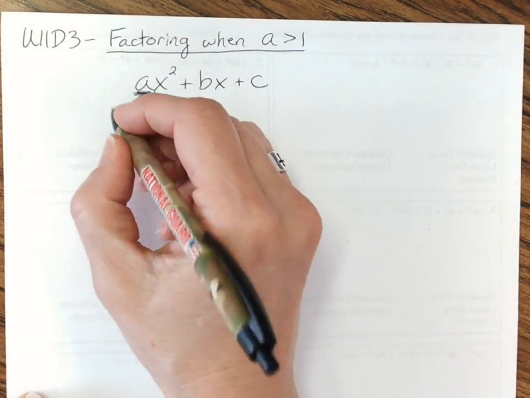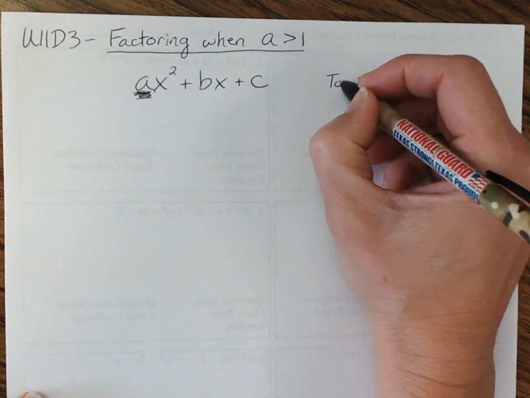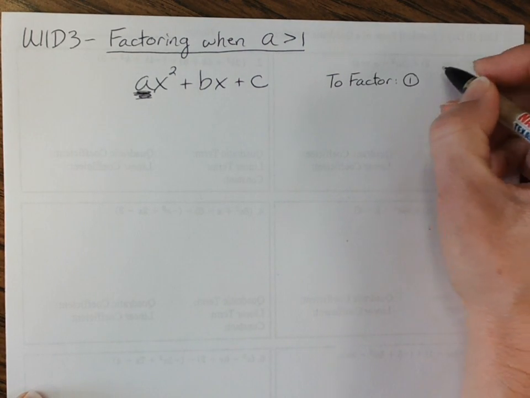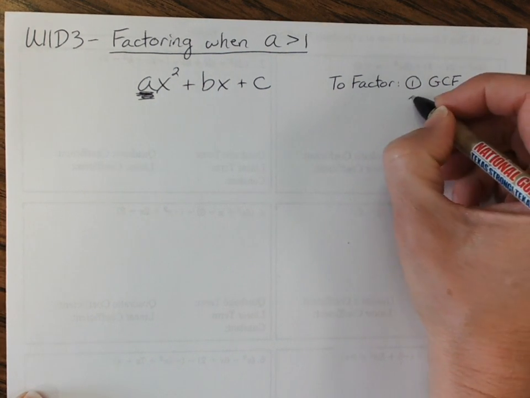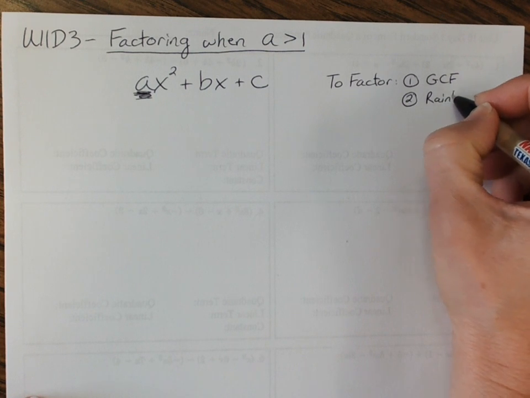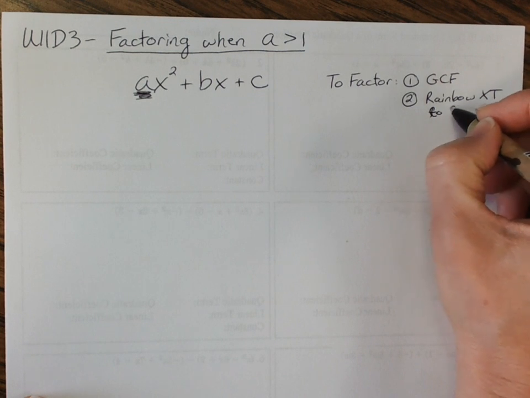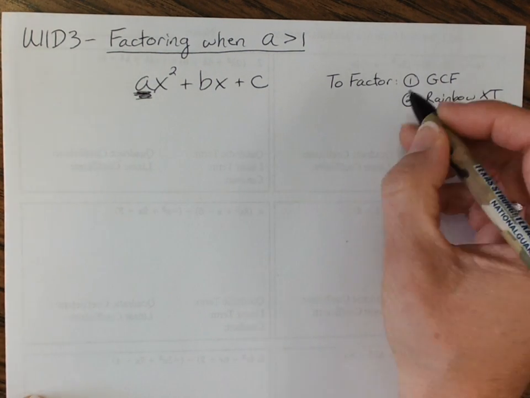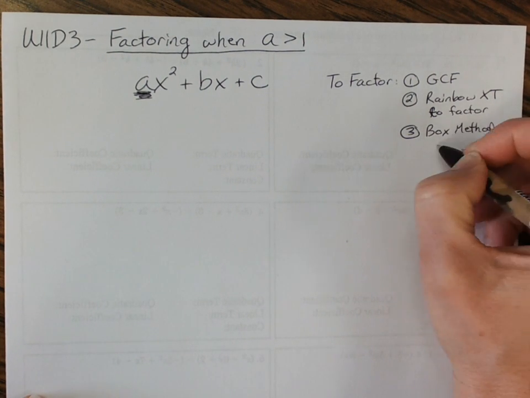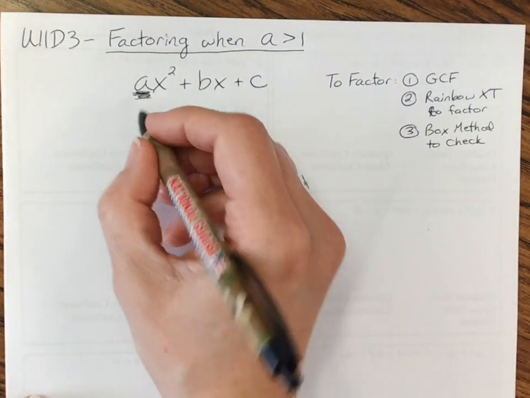So if a is not 1, it's a little bit of a different process. Just to jog your memory, let's write the steps over here that we did last time. To factor, in short, we found the GCF and we factored, which when we did factoring, we did the rainbow xt. And then after that, we used the box method to check. That's what we did last time in a nutshell. So let's do a quick rundown of what we did last time.